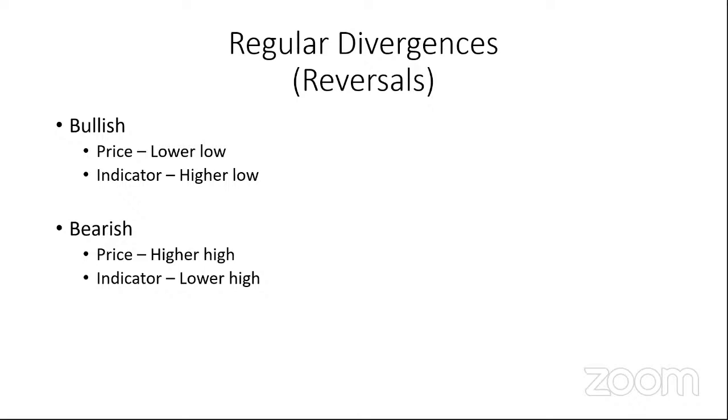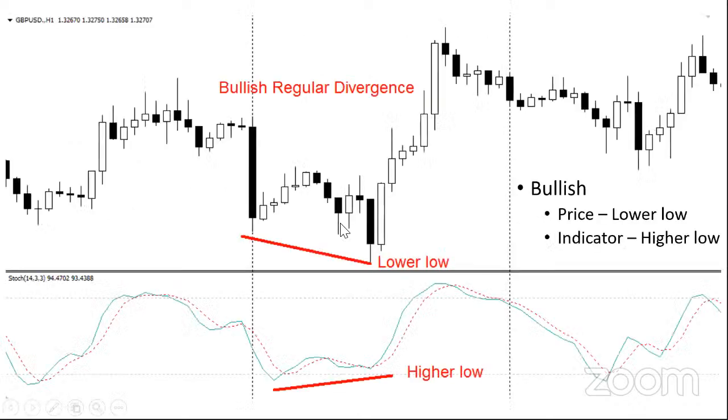So, yung regular divergences, you have two types. You have a bullish regular divergence and then you have a bearish regular divergence. Yung ating bullish regular divergence po, what you see there is that the price shows you lower lows and the indicator is showing you higher lows. Just like what we had in our example.